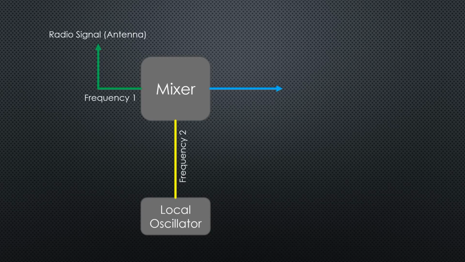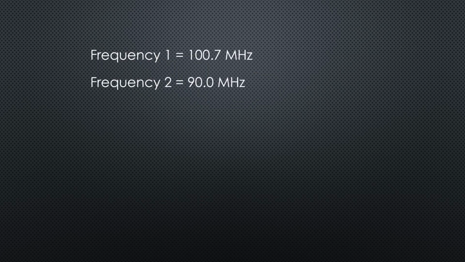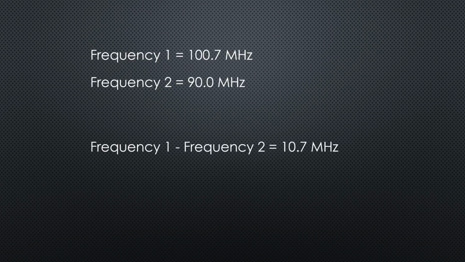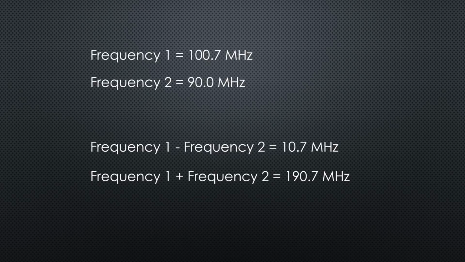At the output of the mixer, we get a signal containing two different frequencies. Frequency 1 plus frequency 2 and frequency 1 minus frequency 2. Let's do an example and assume frequency 2 is 90 MHz. Then the output frequencies of the mixer are 10.7 and 190.7 MHz. 10.7 MHz is still a high frequency, but for sure lower than 100.7 MHz.